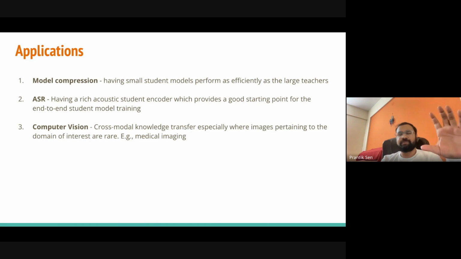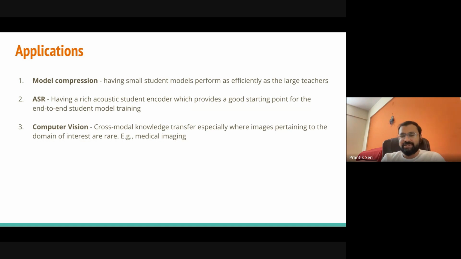But then we could get a student encoder, and when we did the full encoder decoder training with labeled data, we could get an additional 2 to 3% gain on top of the baseline with this kind of a knowledge transferred student encoder, and the teacher was a multilingual encoder.